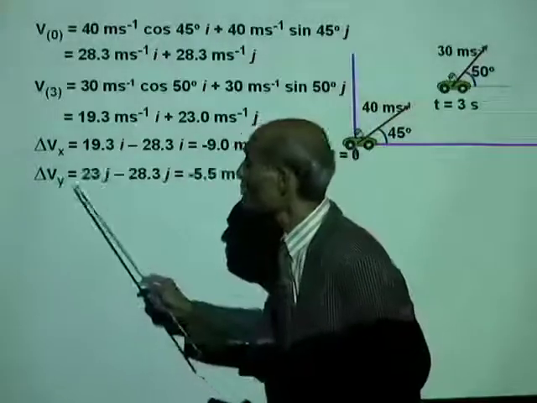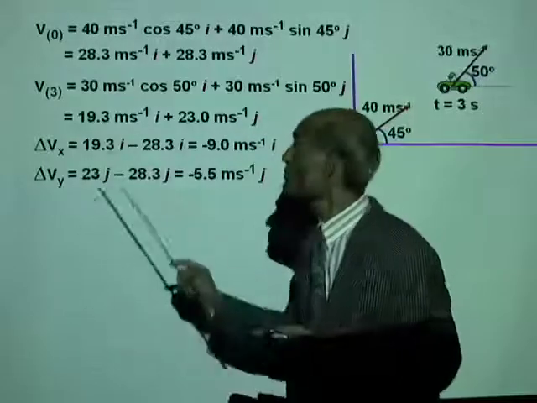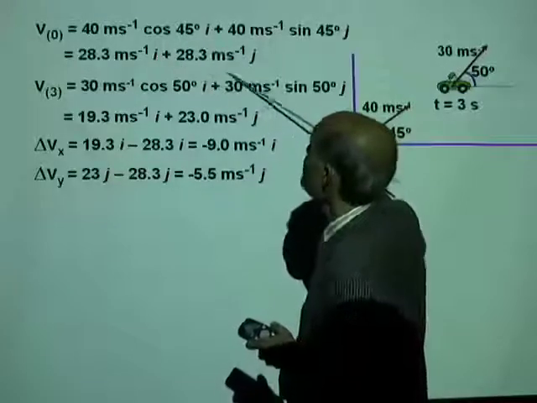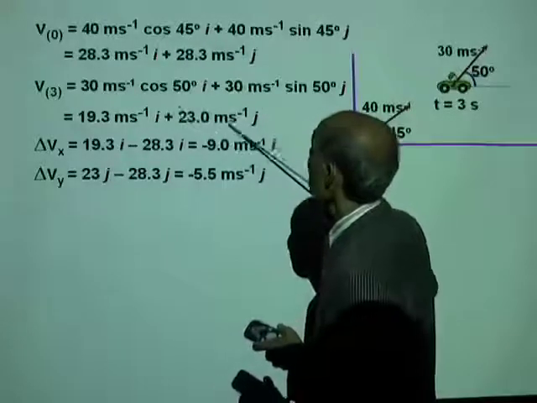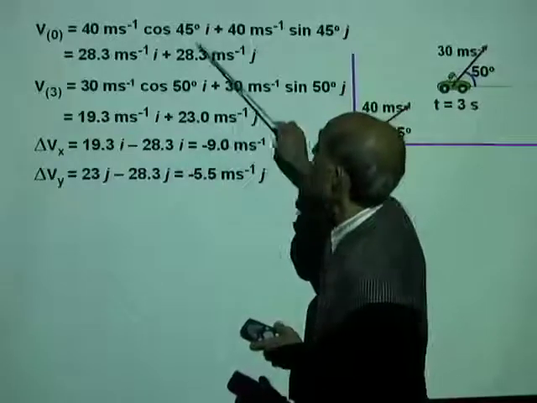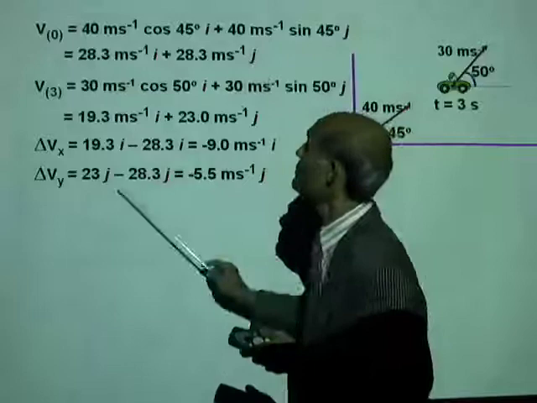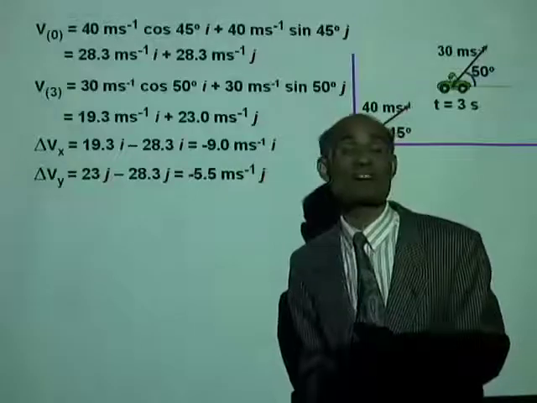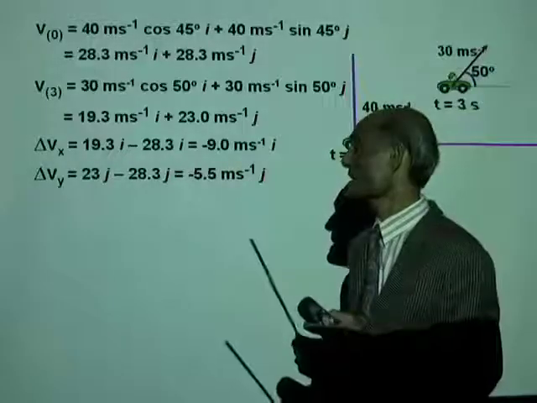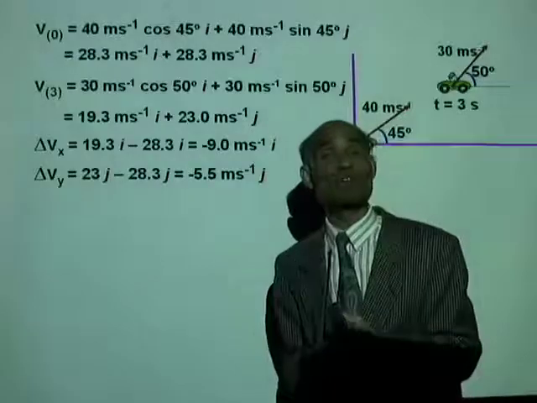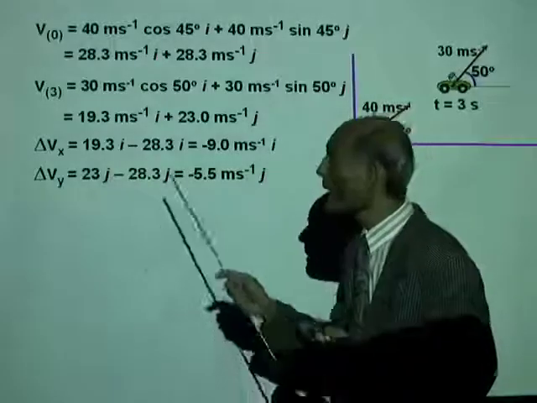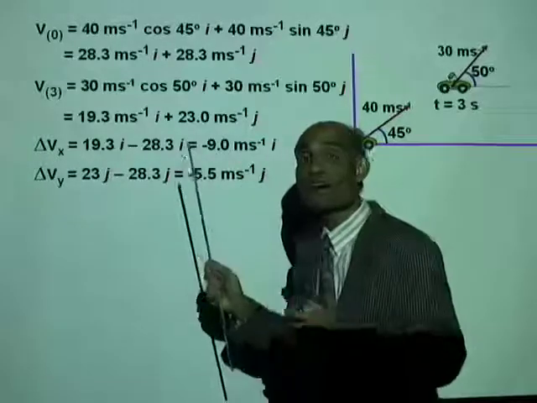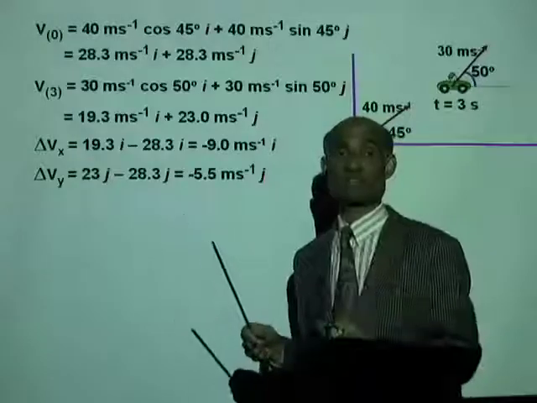Alright, what is the change in the y velocity? The change in the y velocity will be the final y velocity minus the initial y velocity: 23 meter per second j minus 28.3 meter per second j, and that is negative 5.5 meter per second j. That is the change in velocity in the y direction. Now that means there is a change in velocity in the x direction. You can use this to find the acceleration in the x direction.